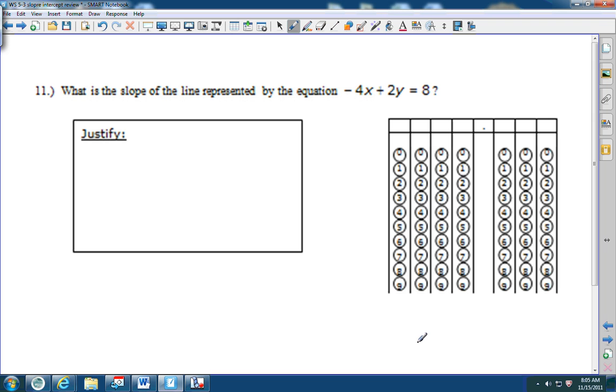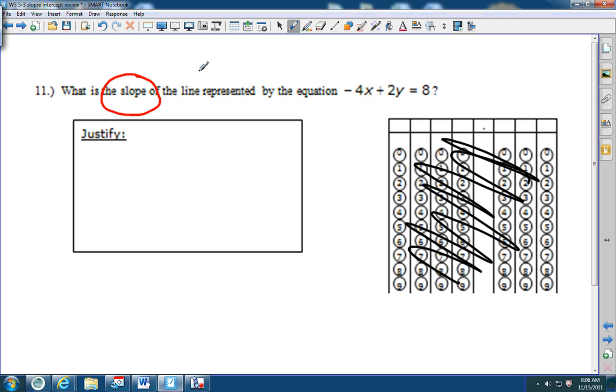The next one, it says what is the slope of the line represented by the equation? Now the bubble portions don't look like this on the new EOC, but we'll just cross these out. The slope. First off, slope is delta y over delta x. You could do what we were just doing, do the x-intercept and the y-intercept, graph it and find the slope. For me in this case, it might be easier to solve for y to find my slope, and that's the way I'm going to do this problem.